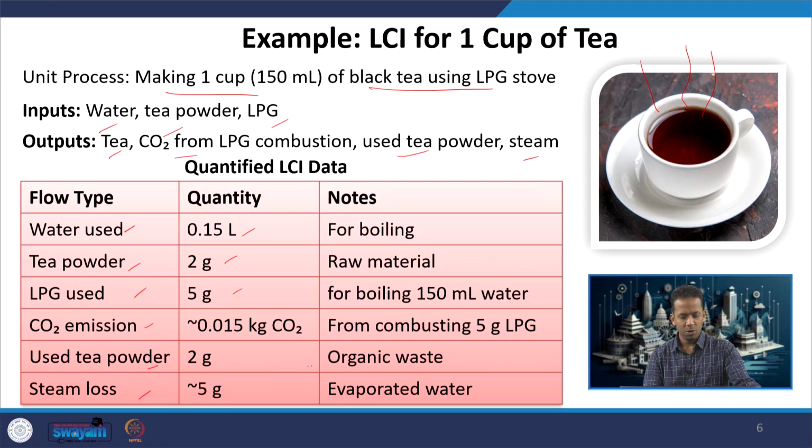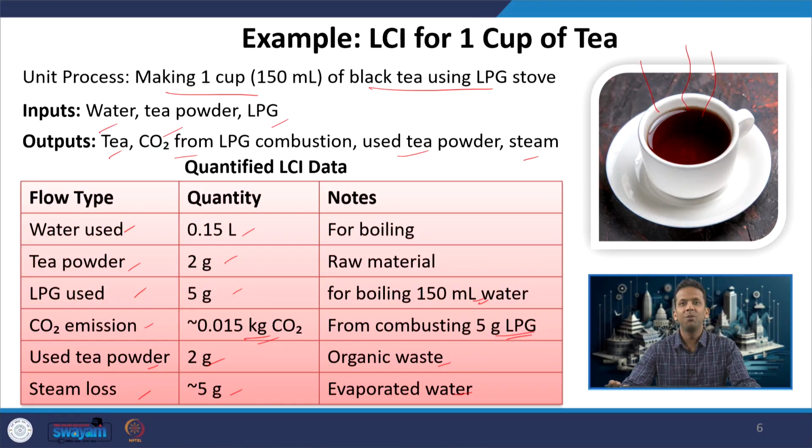Like CO2 emission is taken from the combustion, like the emission factor for LPG. So, if we know that for boiling 150 ml water for 5 minutes or 10 minutes, 5 gram LPG is going to be consumed, that is the amount of CO2 emissions it will release. Then some used tea powder, that is organic waste, and some evaporated water which leads to the steam loss. So, that is how the LCI data will look like for 1 cup of tea. So, now you have all the inputs and outputs going into the process.